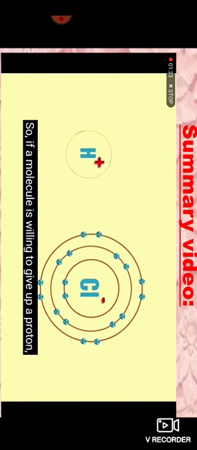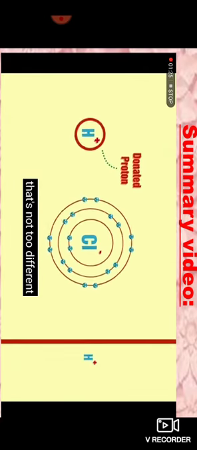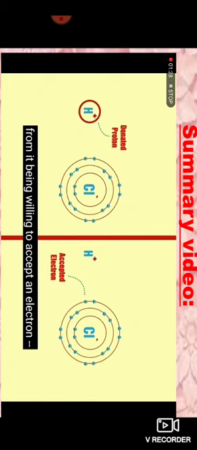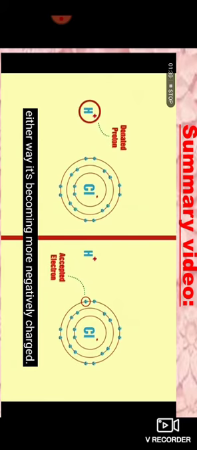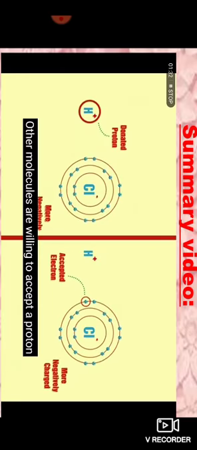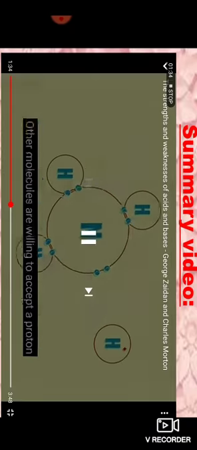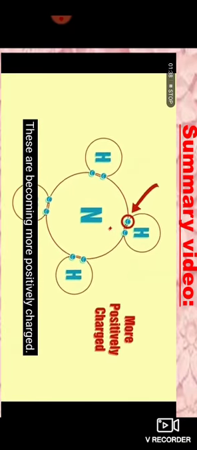So if a molecule is willing to give up a proton, that's not too different from it being willing to accept an electron. Either way, it's becoming more negatively charged. Other molecules are willing to accept a proton or give up an electron. These are becoming more positively charged.